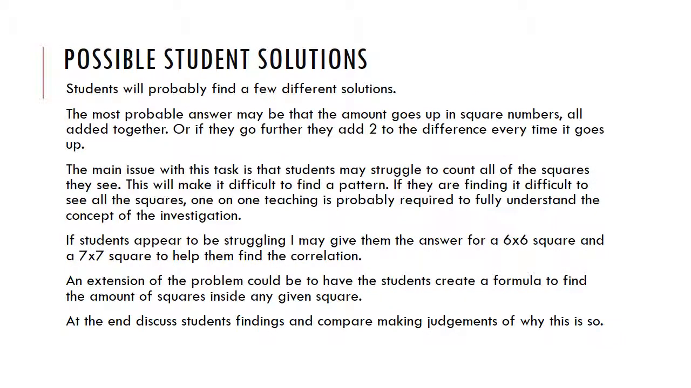Students will probably find a few different solutions. The most probable answer may be that the amount goes up in square numbers, all added together. Or if they go further, they add 2 to the difference every time it goes up. The main issue with this task is that students may struggle to count all of the squares they see. This will make it difficult to find a pattern. If they are finding it difficult to see all the squares, one-on-one teaching is probably required to fully understand the concept of the investigation. If students appear to be struggling, I may give them the answer for a 6x6 square and a 7x7 square to help them find the correlation.